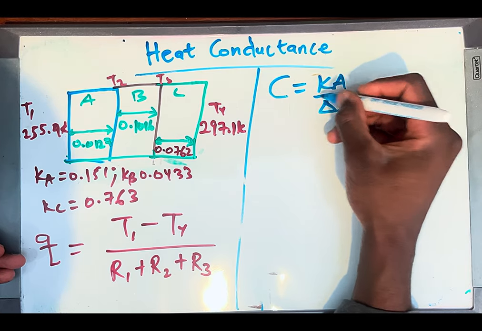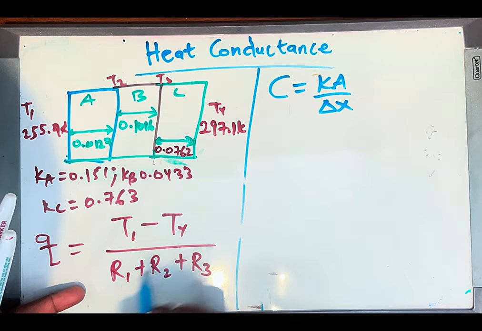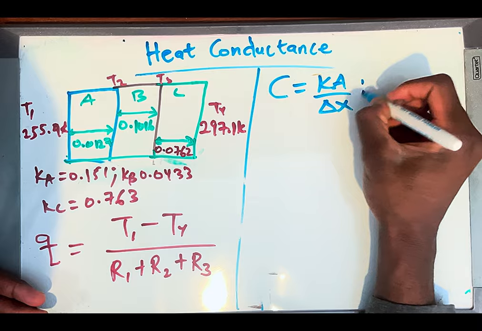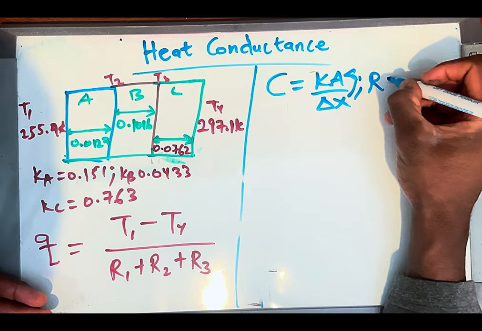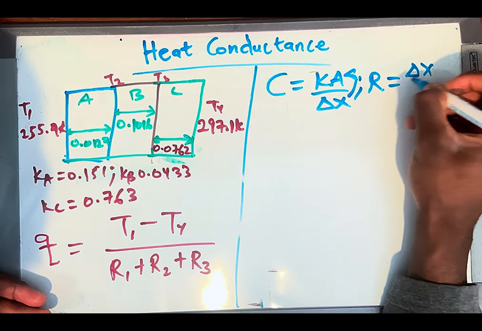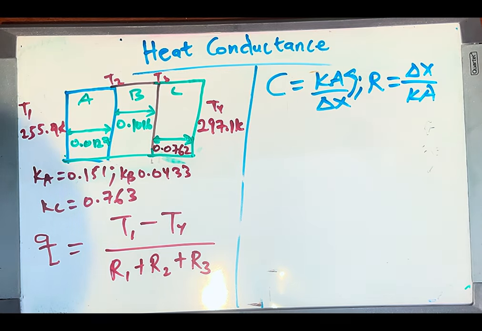And we know that the inverse of conductance is resistance, right? We want to get resistance. So we know that resistance is just the inverse of conductance. So that will be R is equal to delta X over KA. We know this, as I said earlier from the introduction of this video.